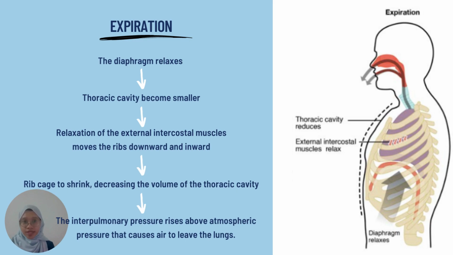This process is passive, meaning that there is no energy required to push air out of the lung. Instead, the elasticity of the lung tissue causes the lung to recoil as the diaphragm relaxes, making the thoracic cavity become smaller. The external intercostal muscle also relaxes following inspiration, moving the ribs downward and inward. In turn, the thoracic cavity and lungs decrease in volume, causing an increase in interpulmonary pressure. The interpulmonary pressure rises above atmospheric pressure, creating a pressure gradient that causes air to leave the lung.